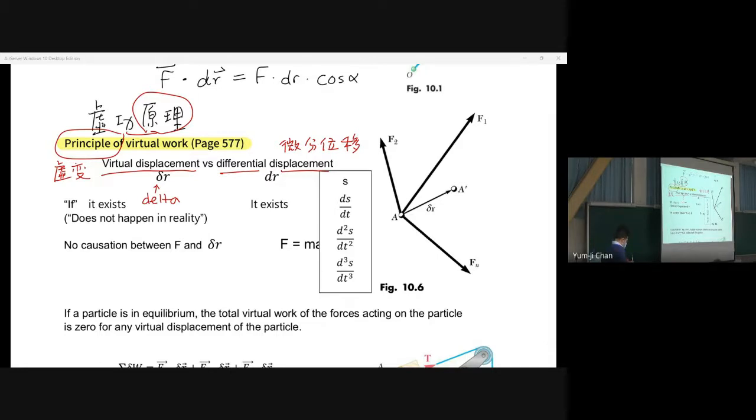Now, let's talk about something we learned at high school. If S is displacement, of course you can answer in Chinese, so what is the change of displacement over time? What is the change of displacement over time? Okay, good.